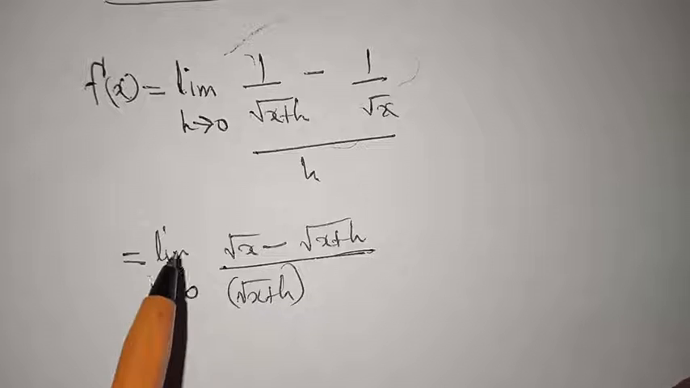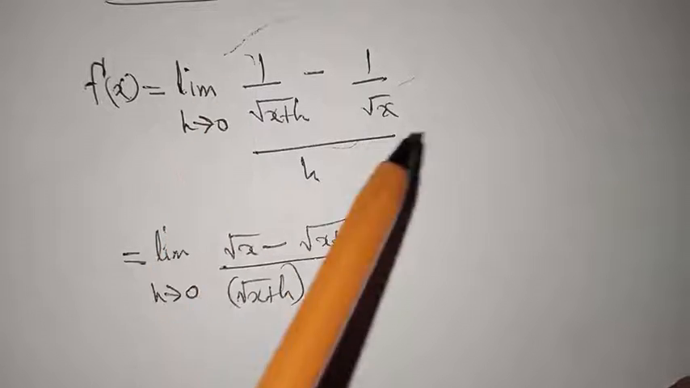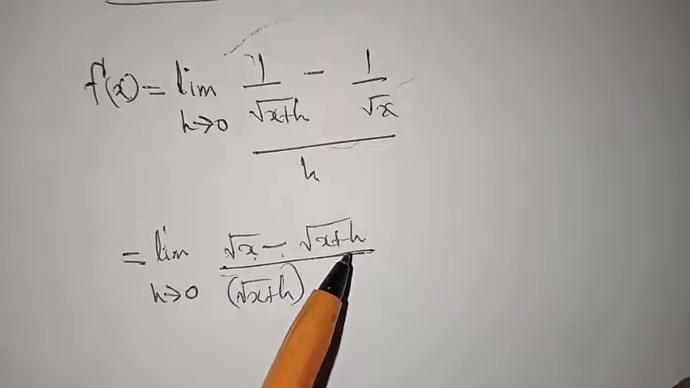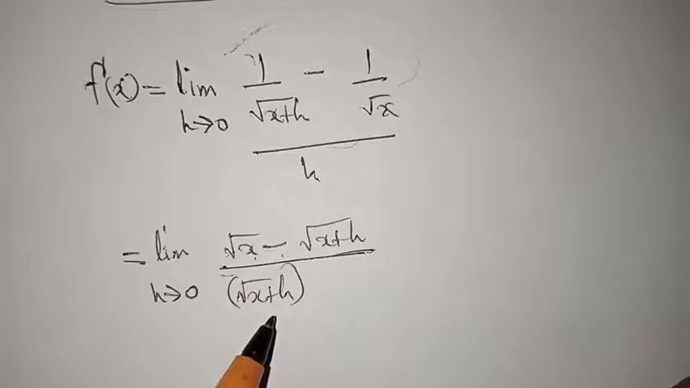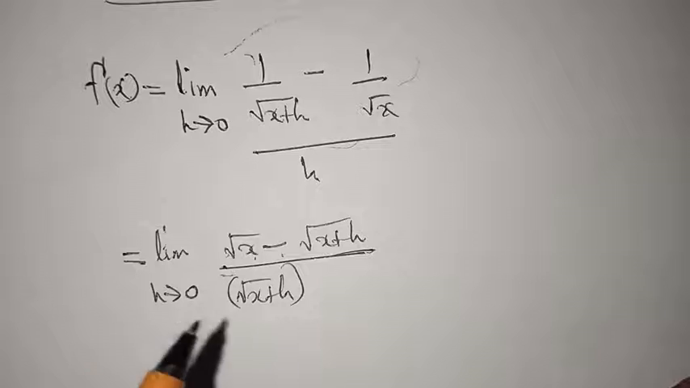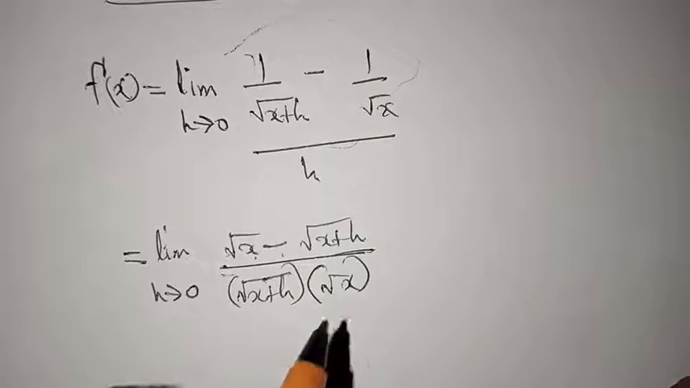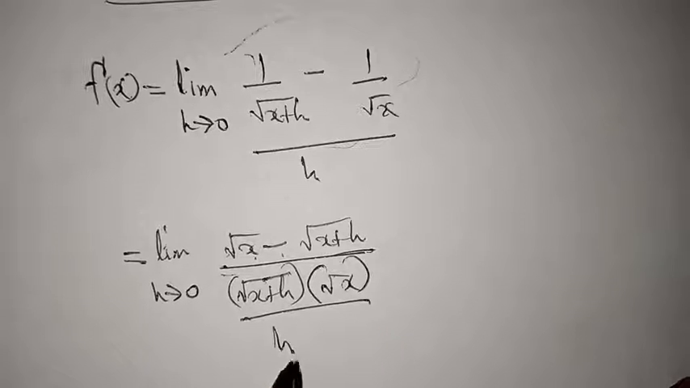So we're going to say the limit, when you do everything there, we're simply going to get square root of x minus square root of x plus h over the common denominator, which is square root of x plus h multiplied by the square root of x, like this, over h.